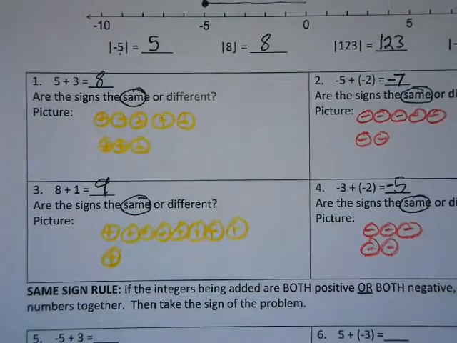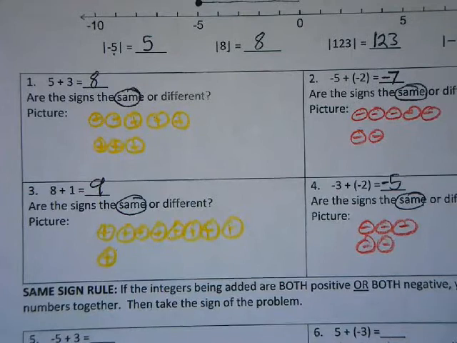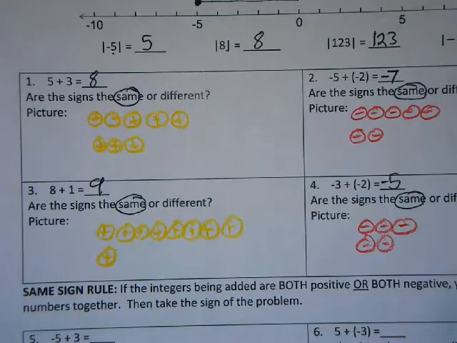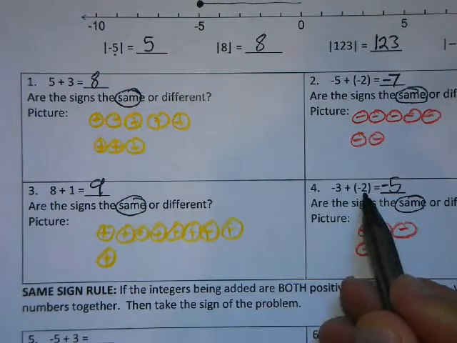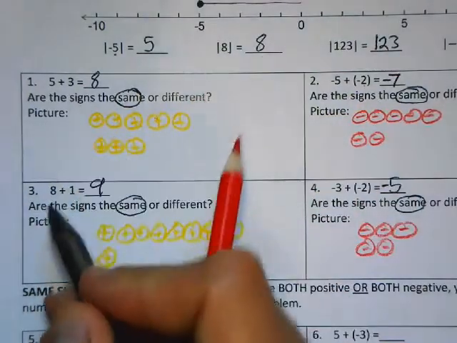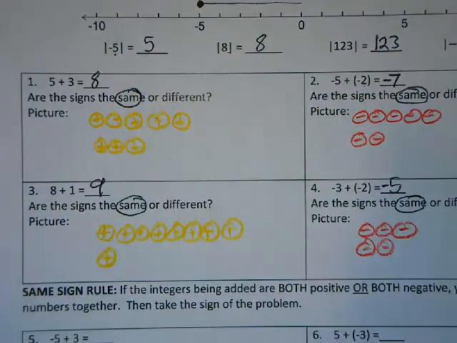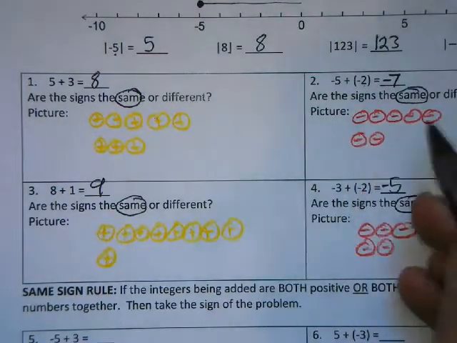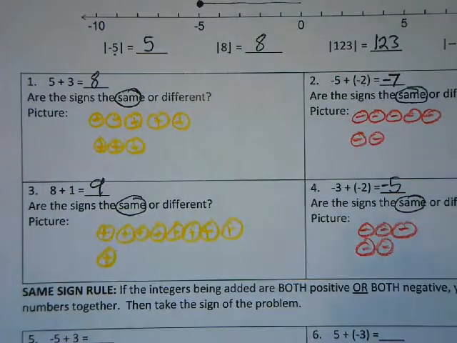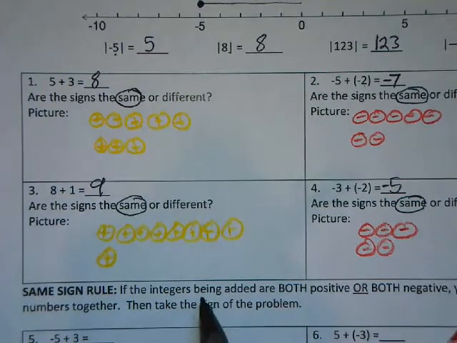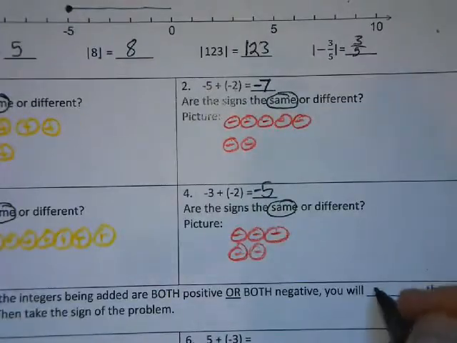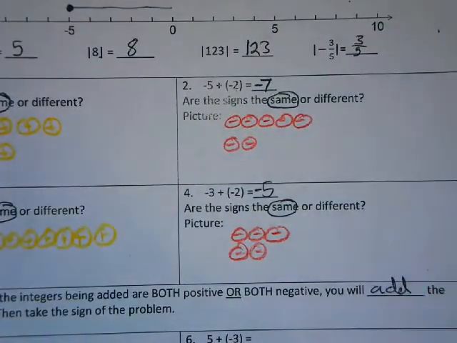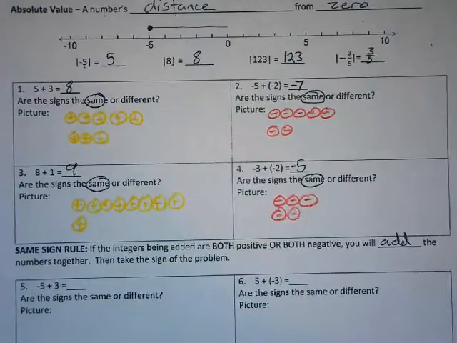Now we can draw chips for all kinds of problems, but it's better if we can think of a rule. Without drawing, how can we tell what the sign is going to be and what to do? Well, you probably notice that all we're doing is adding 3 and 2, 5 and 2, 5 and 3, 8 and 1. And then we decide what the final sign is based on what kind of chips we have. And that's how the rule works. If the integers being added are both positive or both negative, you will add the numbers together. Then take the sign of the problem.